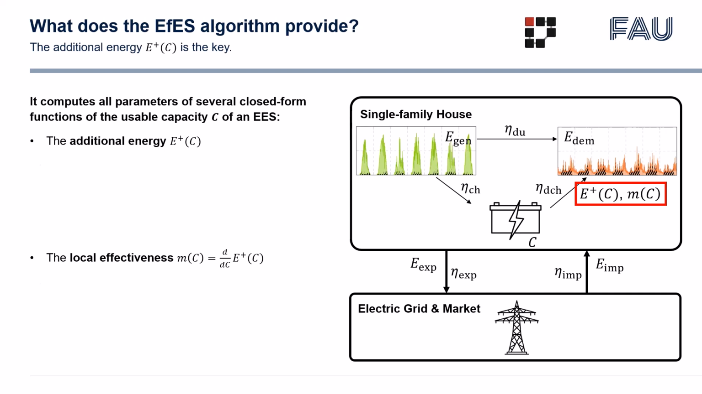What does it provide us with? It provides us mainly with the additional energy, E+, now as a function of the capacity of our storage system, so capital C. And it provides us with the derivative of our additional energy with regards to the capacity. And this one I called local effectiveness. So effectiveness is a term coined by myself in the publication for the EfES algorithm, and it's a measure of the operational performance.